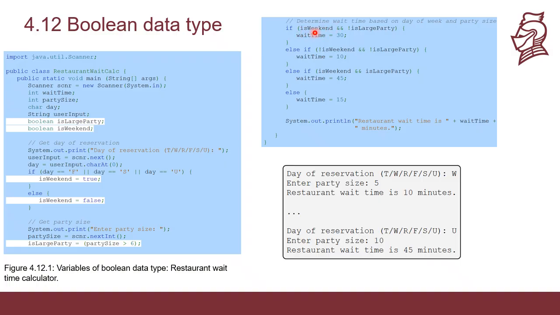You could say if is weekend equals true and not is large party, equals something. But you don't have to. You just say if is weekend, because is weekend is either true or false, and not is large party, so it's a small party. Wait time equals 30. See how cool that is? And you can read that code almost like it's English. Isn't that nice?